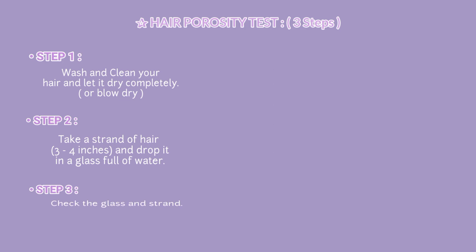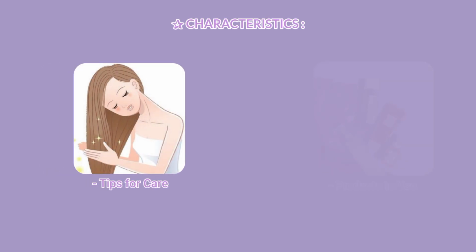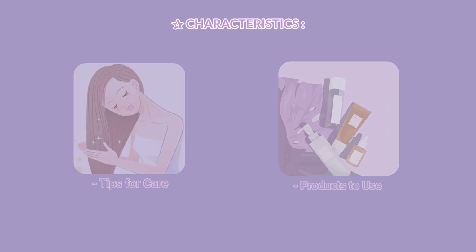Step 3. After 5 minutes, check where your strand of hair is. If it's on top, that means you have low porosity hair. If it's in the middle, that means you have medium porosity hair. And if it's on the bottom, that means you have high porosity hair. Now let's talk about their characteristics, tips for care, and products to use according to each hair type.